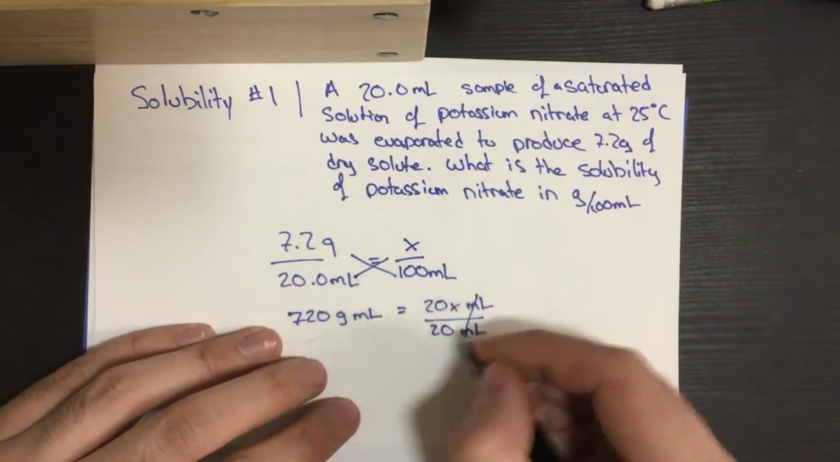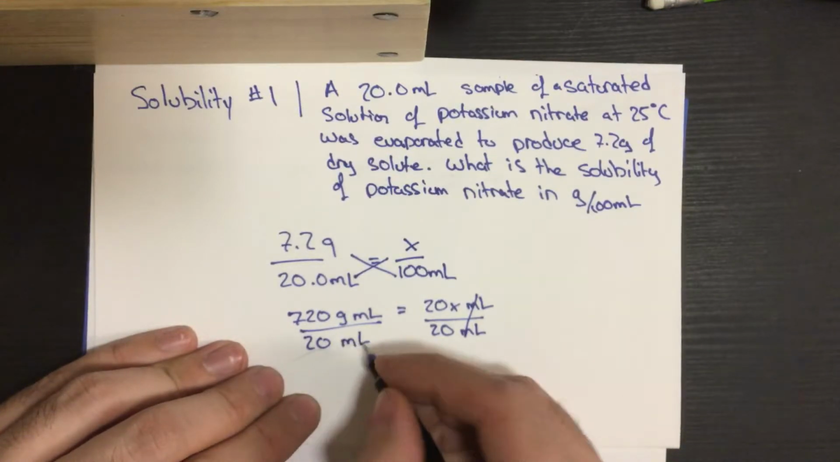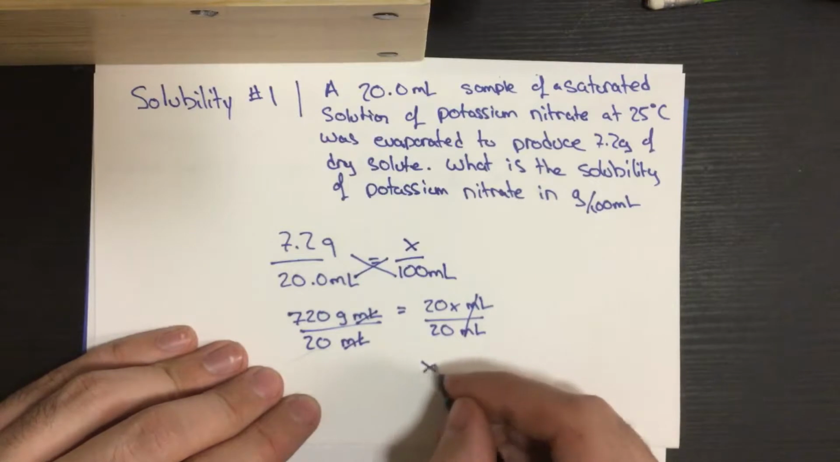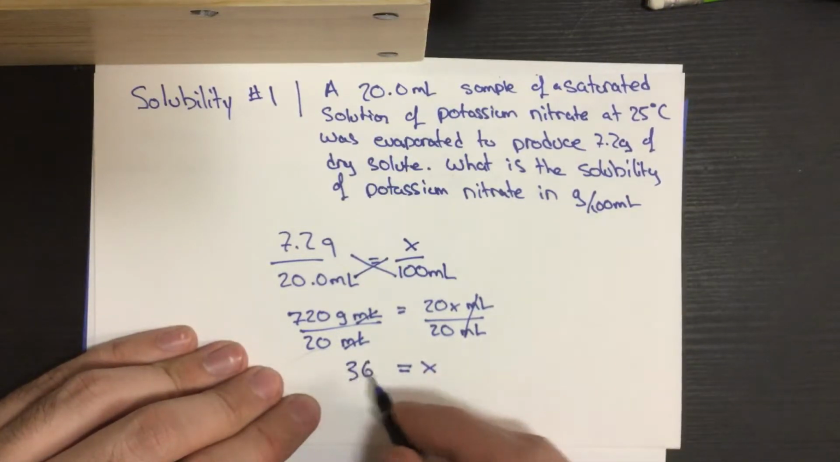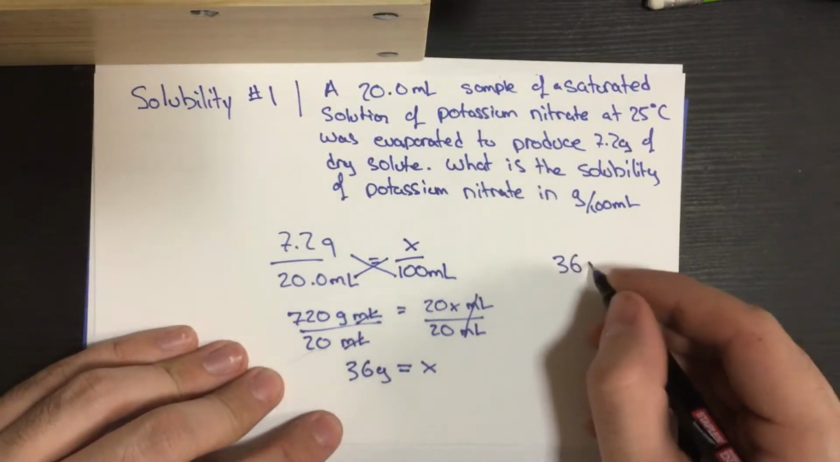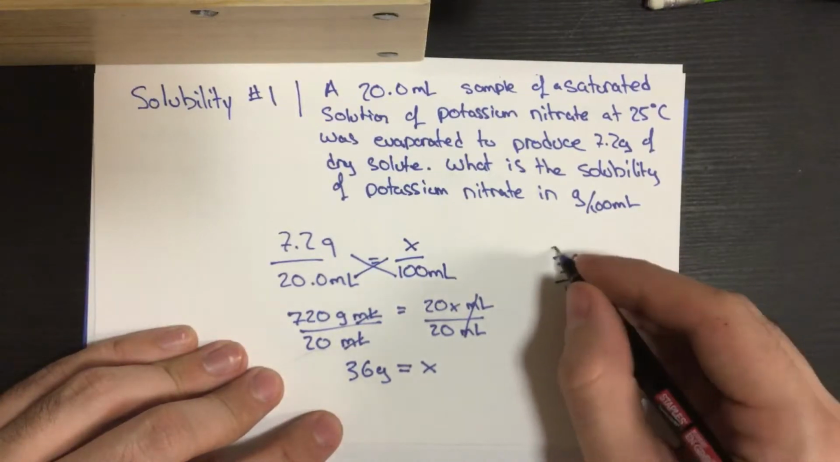And then we're going to divide out to find our isolated variable. So divide by 20 milliliters, divide by 20 milliliters, watching our units as we go. And when we are all finished, we're going to find that we end up with 36 grams. This is how much can be dissolved in 100 milliliters. And that will answer our question.